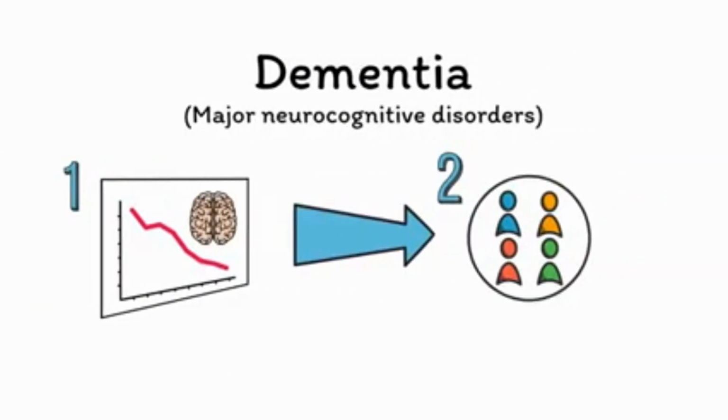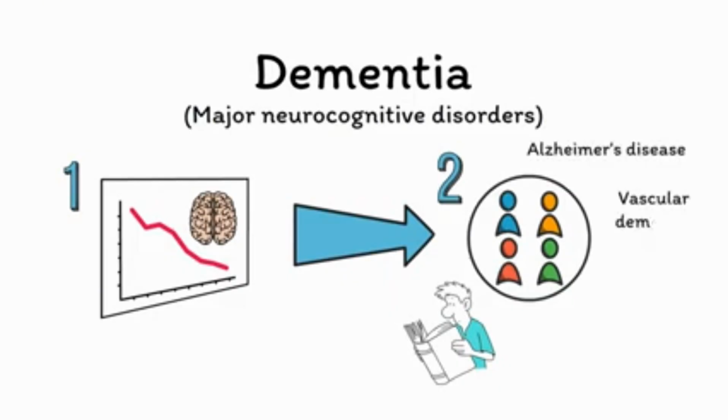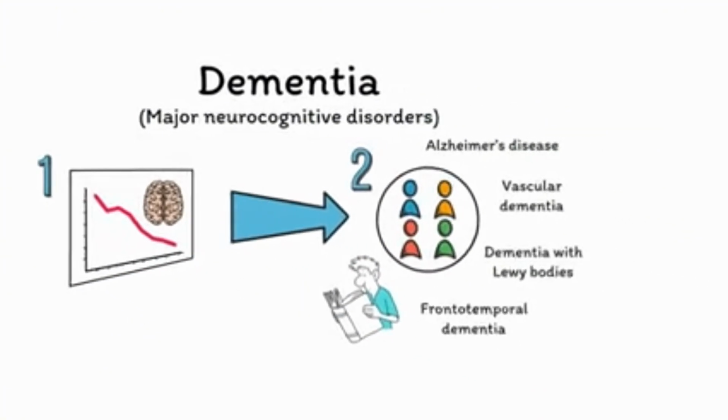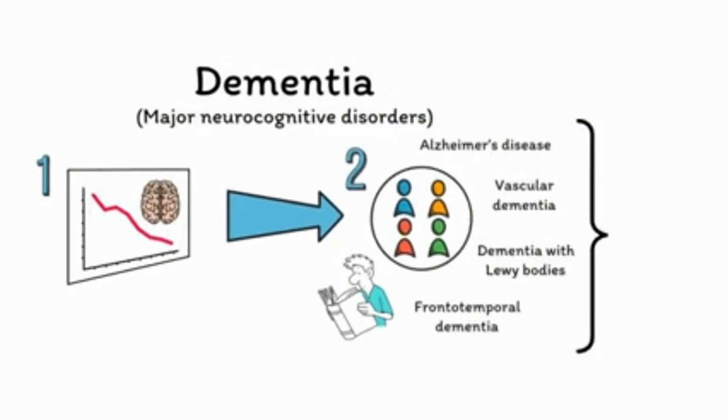Asking the second question, what type of dementia is it, relies upon a good understanding of the different forms that dementia can take. The main forms to be aware of here are Alzheimer's disease, vascular dementia, dementia with Lewy bodies, and frontotemporal dementia. It's also possible for someone to have multiple forms of dementia at the same time, which is known as mixed dementia.